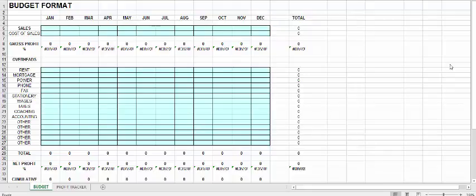Okay, we have the super simple budget format here for you guys. Let's go ahead and do a quick orientation on what we're looking at. First of all, everything that's in these lavender blue boxes is where you put your figures. Everything else down here is where it's going to self-calculate.